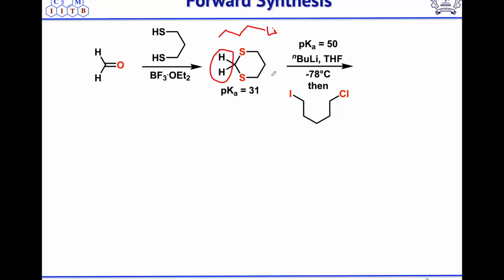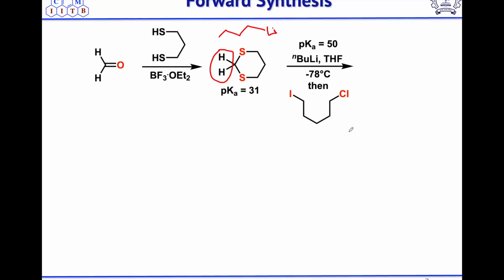First, you take the 1,3-dithiane in your round-bottom flask. Then you add n-butyllithium dropwise, maintaining the temperature at minus 78 degrees centigrade. After complete addition of n-butyllithium, wait at least 30 to 40 minutes to generate the carbanion, and then add the electrophile. If you see carefully, it has two leaving groups, the C-I and the C-Cl.